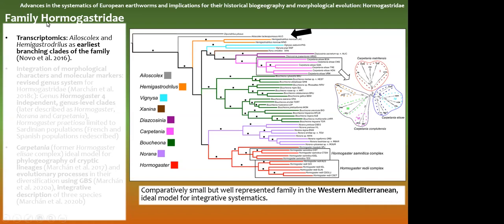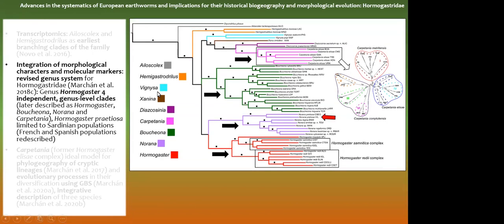Transcriptomics, which I talked to you about, allowed us to place the very strange Vignysa and Hemigastrodrilus, which Sam mentioned, both very strange earthworms, as early branching clades of the family, like the most basal members of Hormogastridae. Also, the integration of morphological characters and molecular markers allowed us to revise the genus system of Hormogastridae.